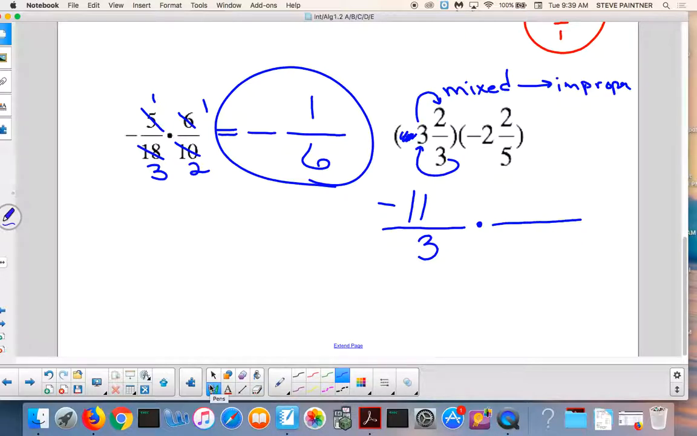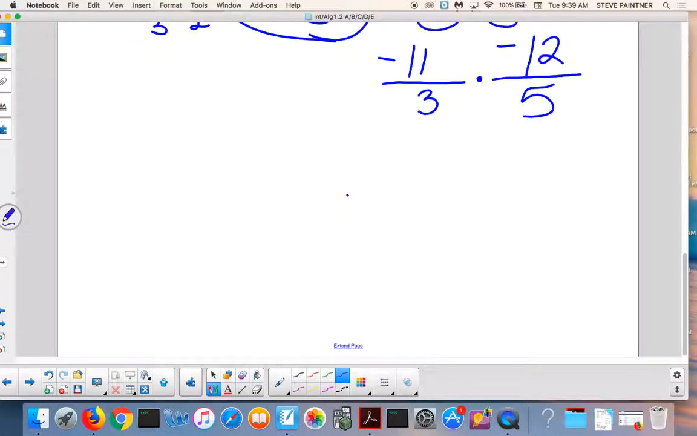This one, Mia, this one's negative, I see that. What does improper mean? 5 times 2 is 10, plus 2, which is 12 fifths. There you go, guys. That's your startup. Get it to be improper. Now just do what we just did. Multiply straight across, but cancel first if you can.